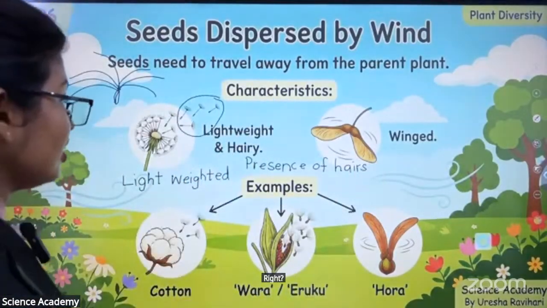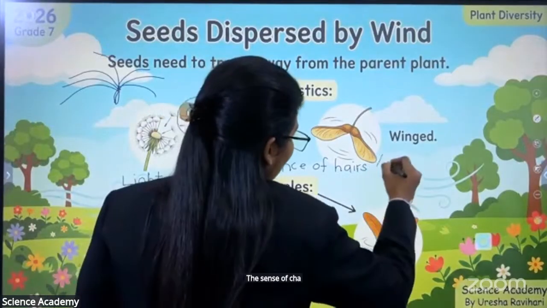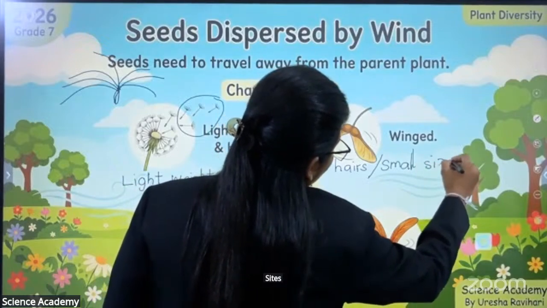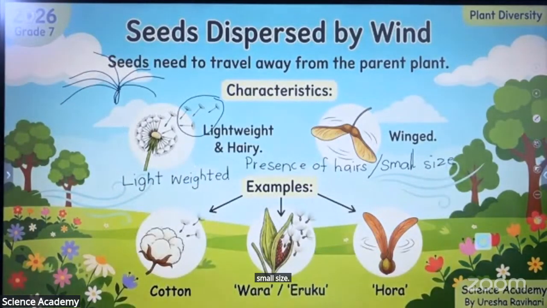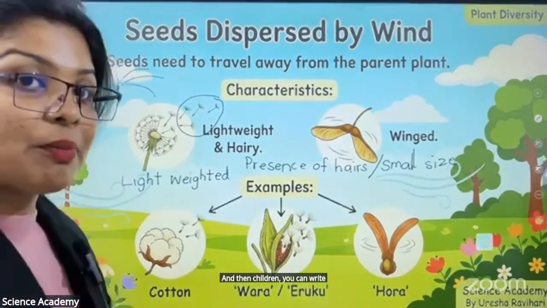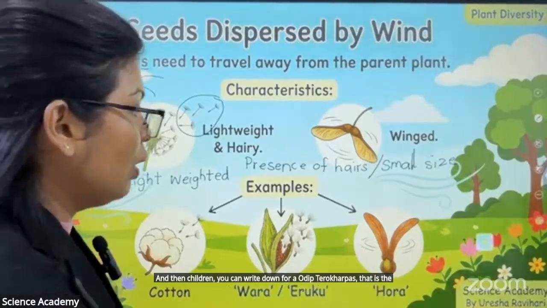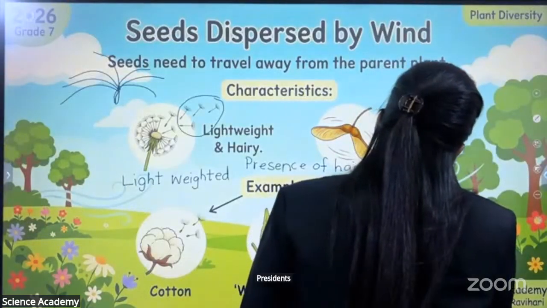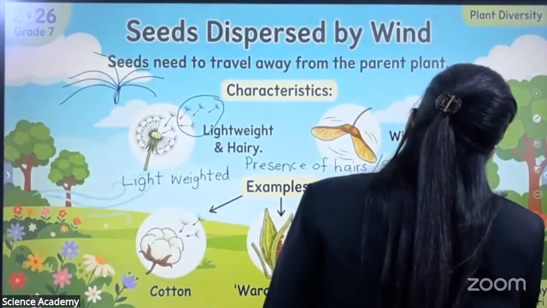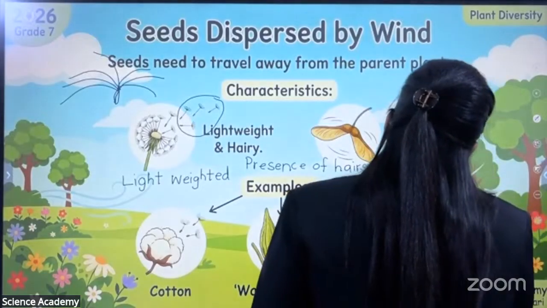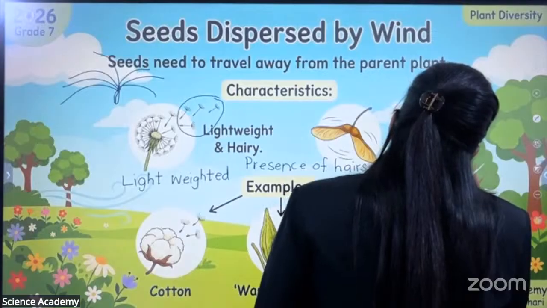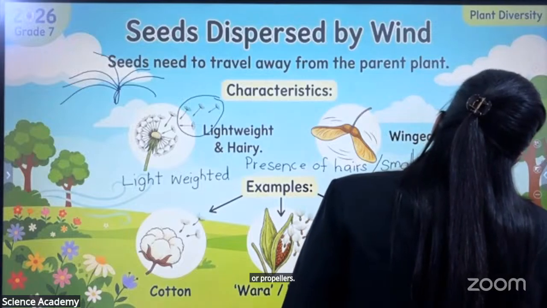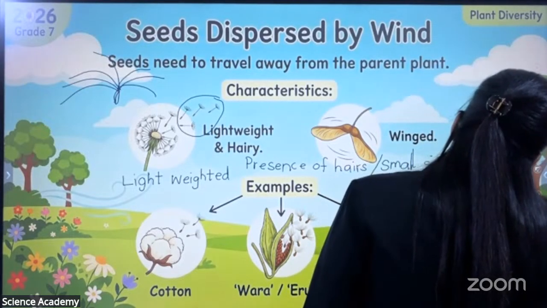Right? Presence of hairs, and you can write down small size. Okay? Small size. And then children, you can write down horror or Dipterocarpus, that is the scientific name. Okay, no need that much. Right? You can write down presence of wings, or propellers.